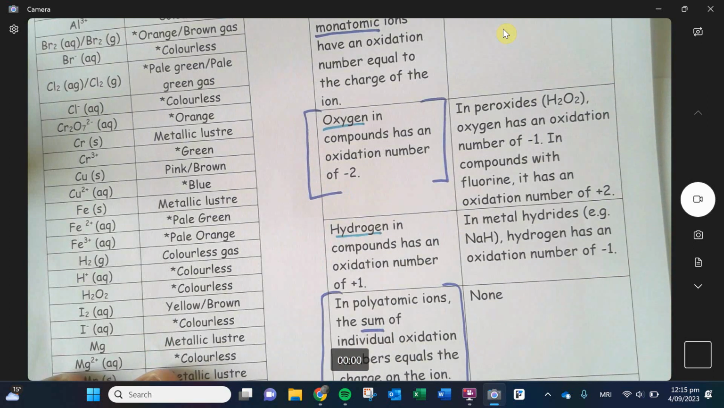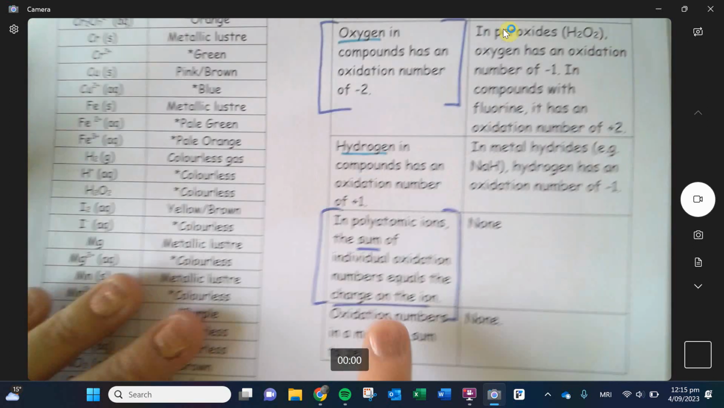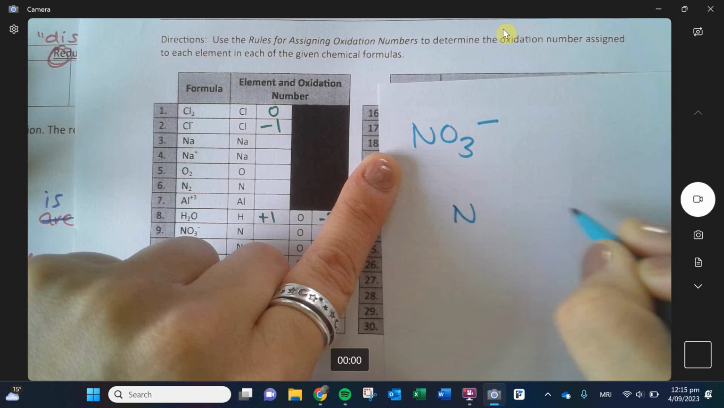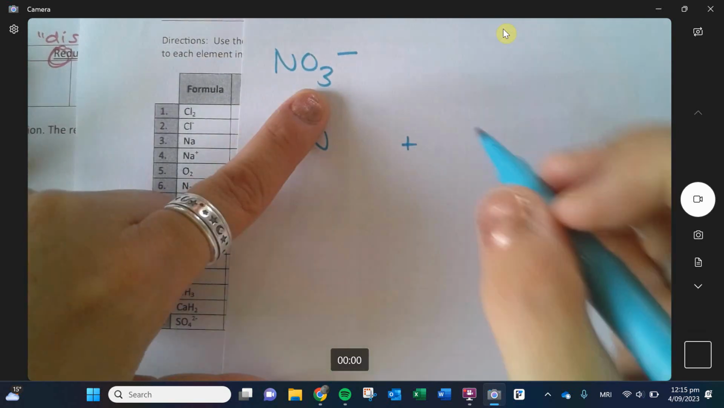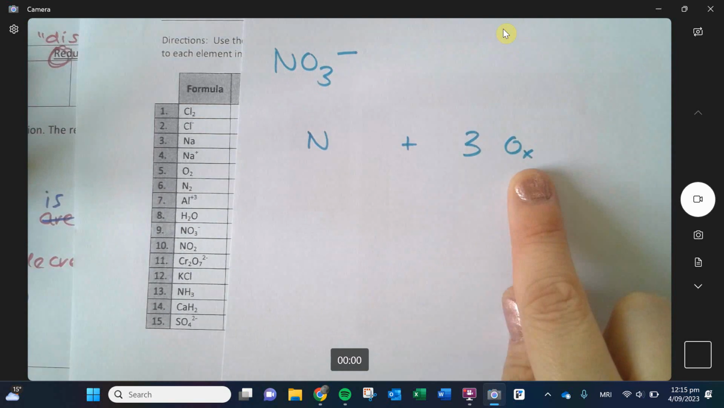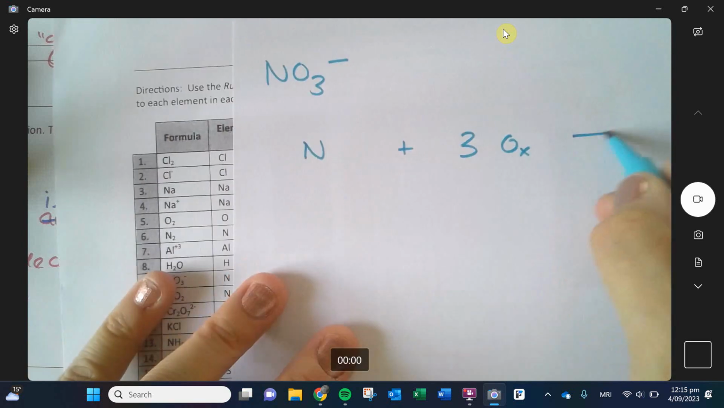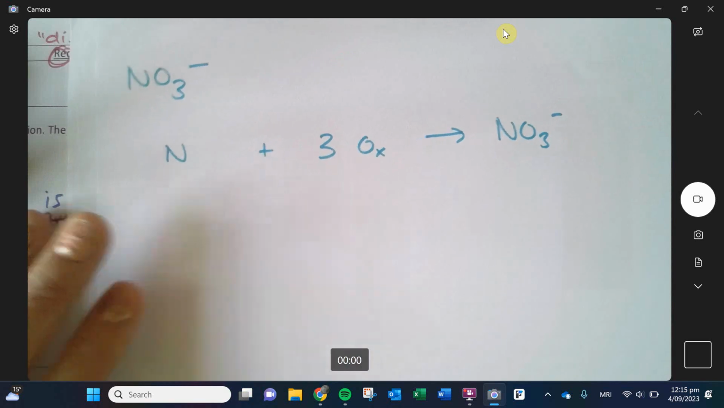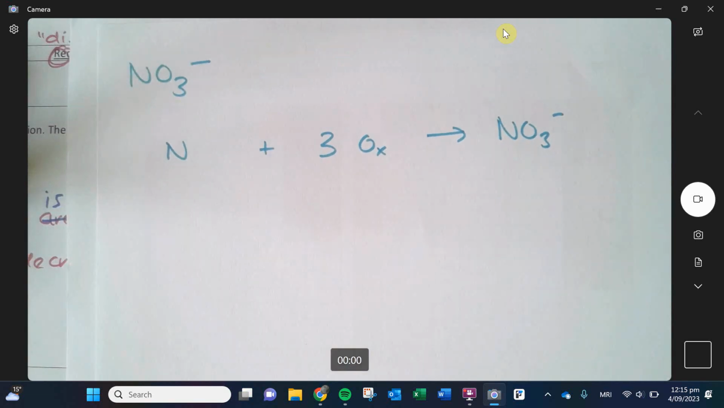The other thing I can keep in mind is that I do also have a rule that tells me about the sum of polyatomic ions. So we're going to have to do some oxidation math to figure out what the oxidation number of the nitrogen is. Again, we set it up like an algebraic equation. So nitrogen's my unknown plus my 3 oxygens. And again, remember, I'm just going to write oxygen as OX, so that way we can distinguish that it is oxygen and not me writing 3O. And those two things together make my nitrate. Are we okay so far?